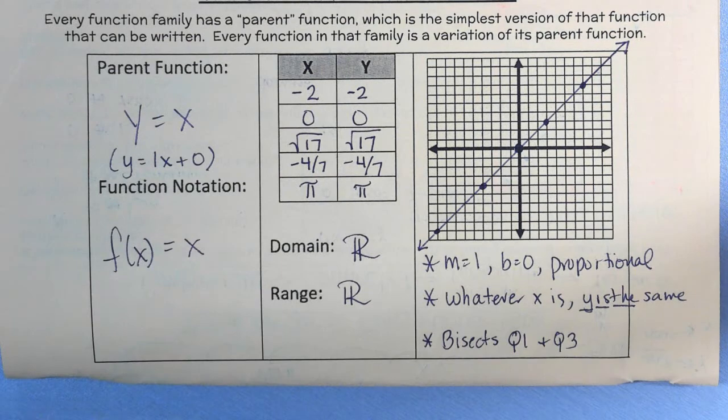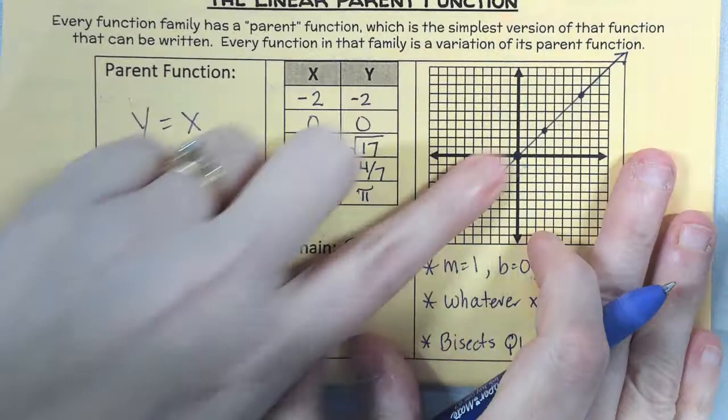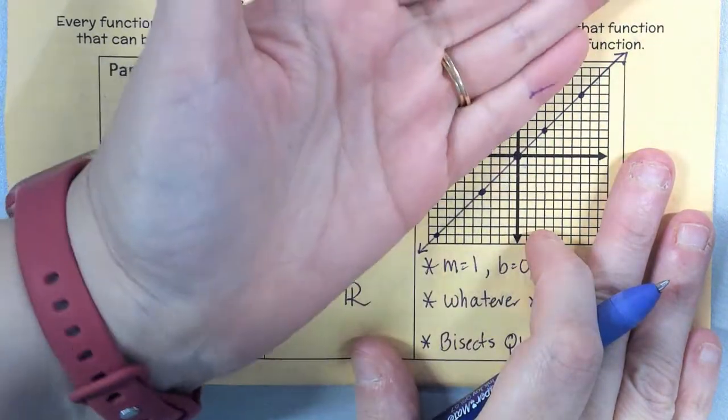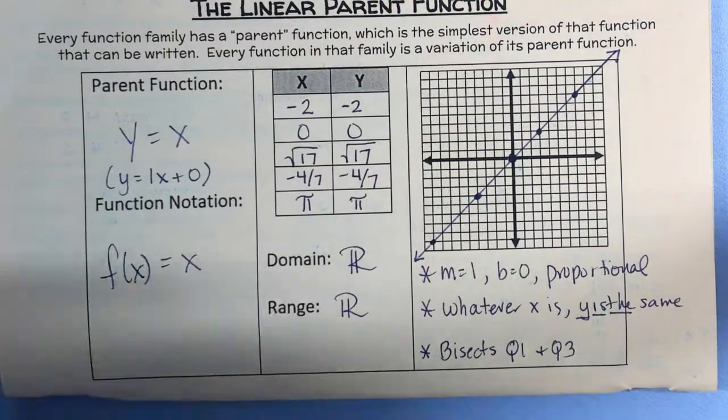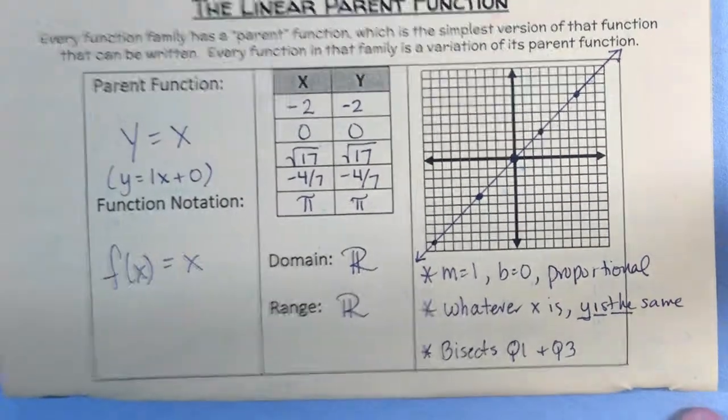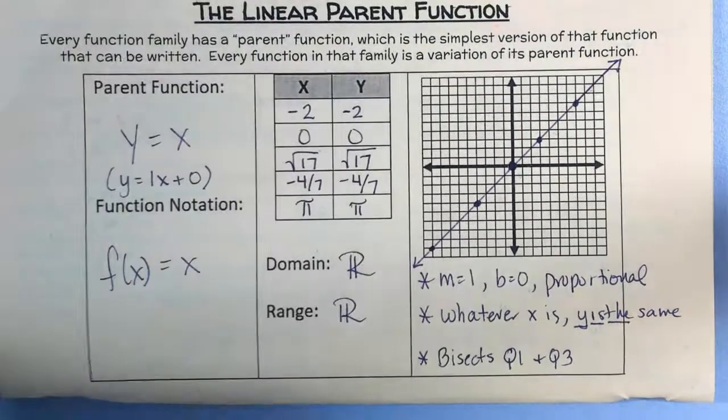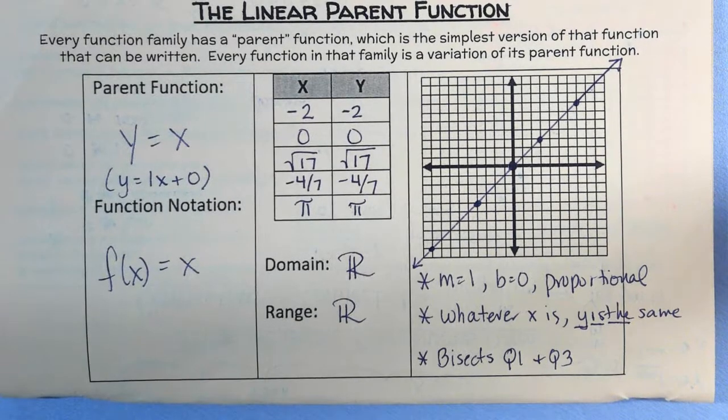So you remember with symmetry, if I have two things, I can fold them in half and they match up perfectly. This line here, if I folded this in half, these two halves would fold right over exactly on each other and they'd be a perfect match. Okay? All right, so that's the parent function. That's all I have about the parent function.